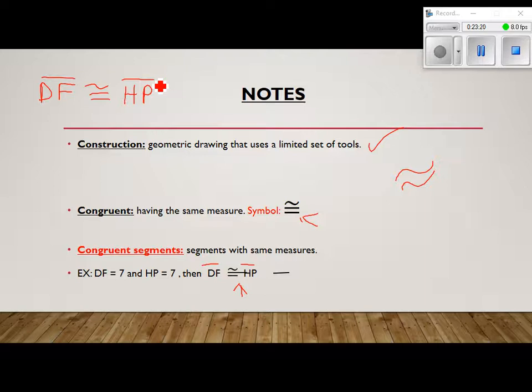Last time we also talked about this: if you just want to tell the length of a segment, you write DF without the segment symbol equals 7 or whatever. We use the equal sign instead of congruent when we start putting numbers in there. Congruent goes with the letters and symbols. Equals goes with numbers and variables.